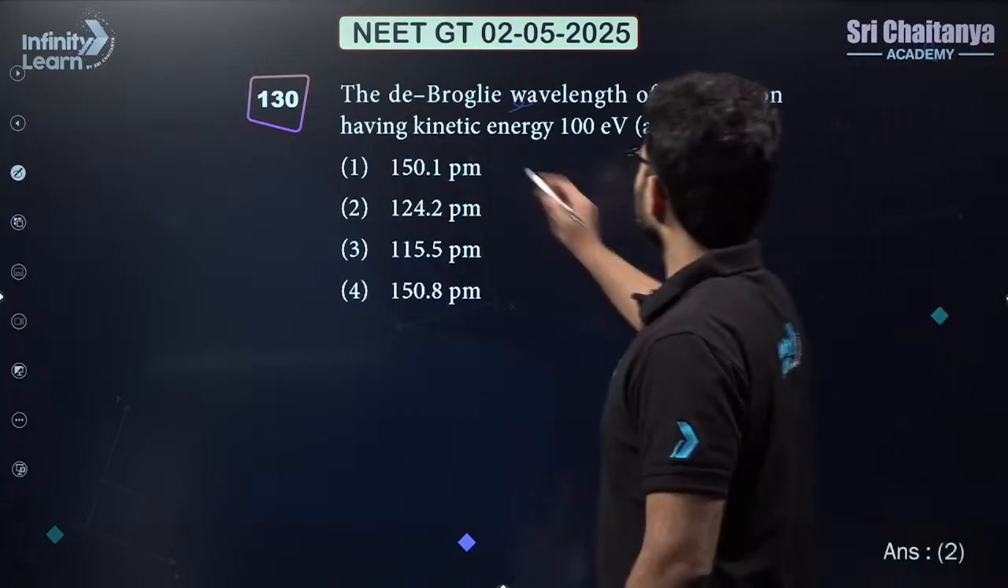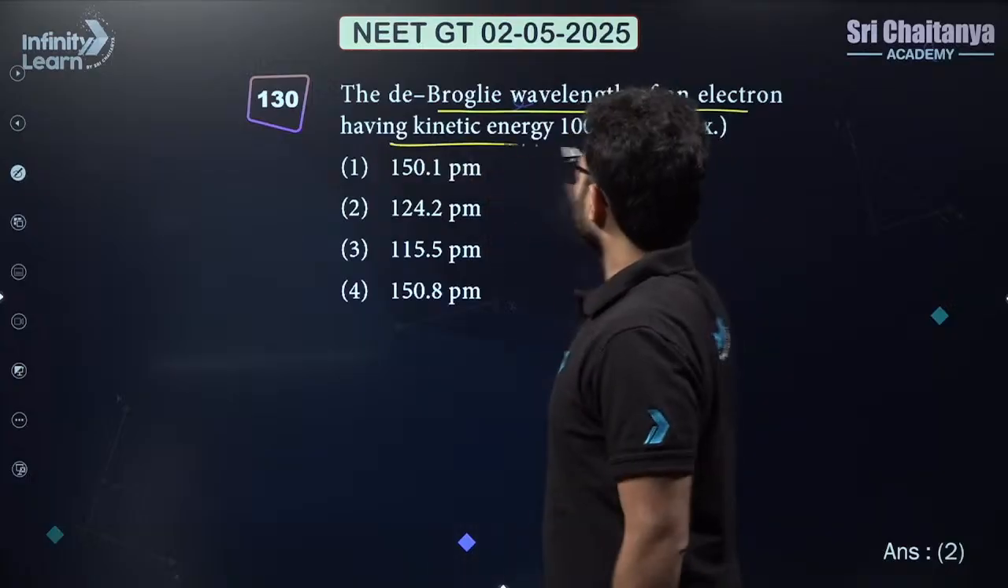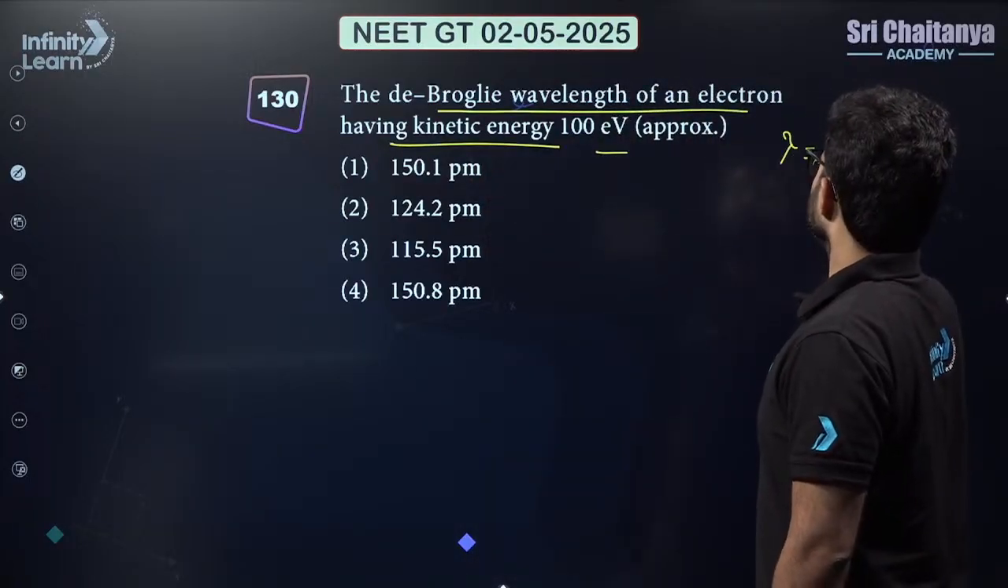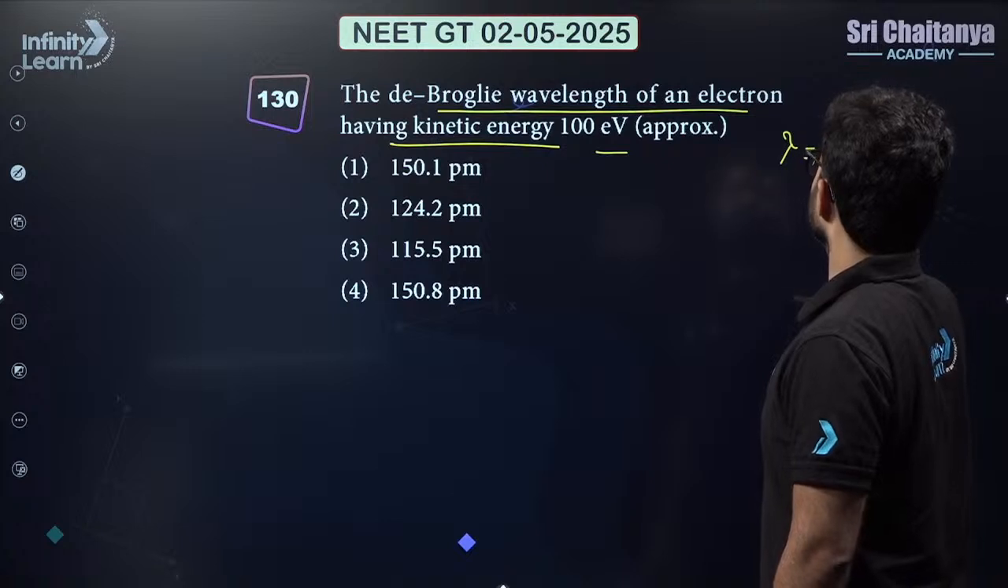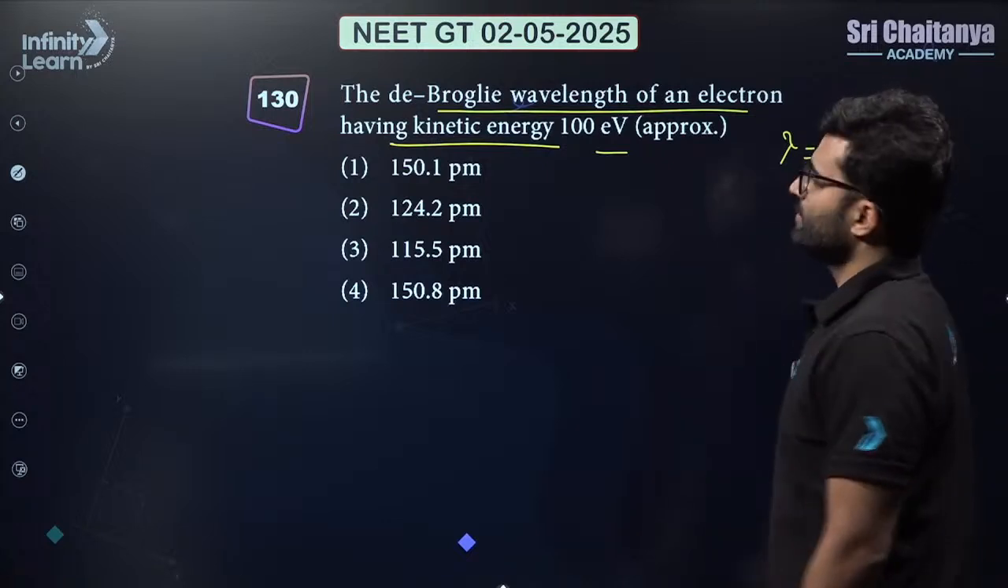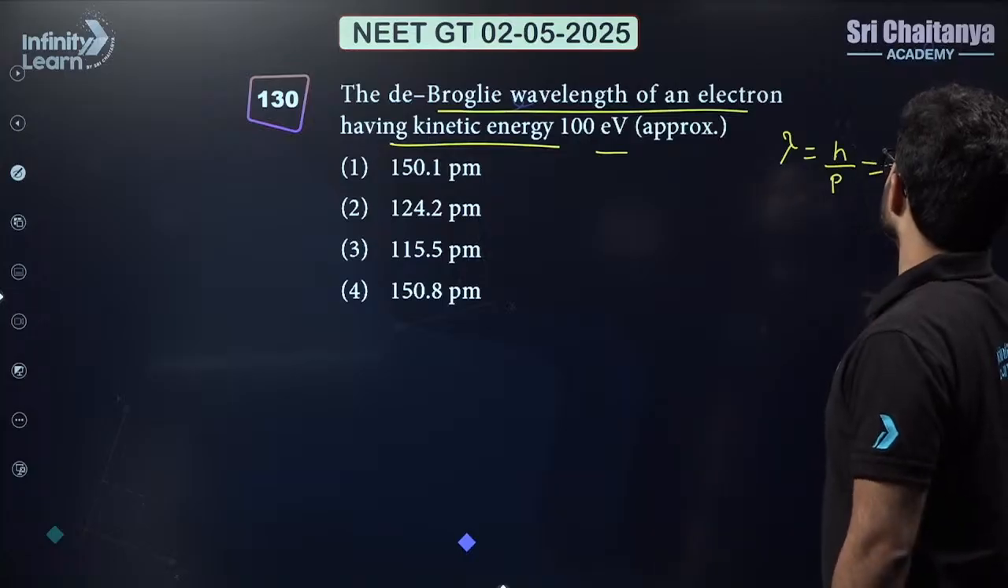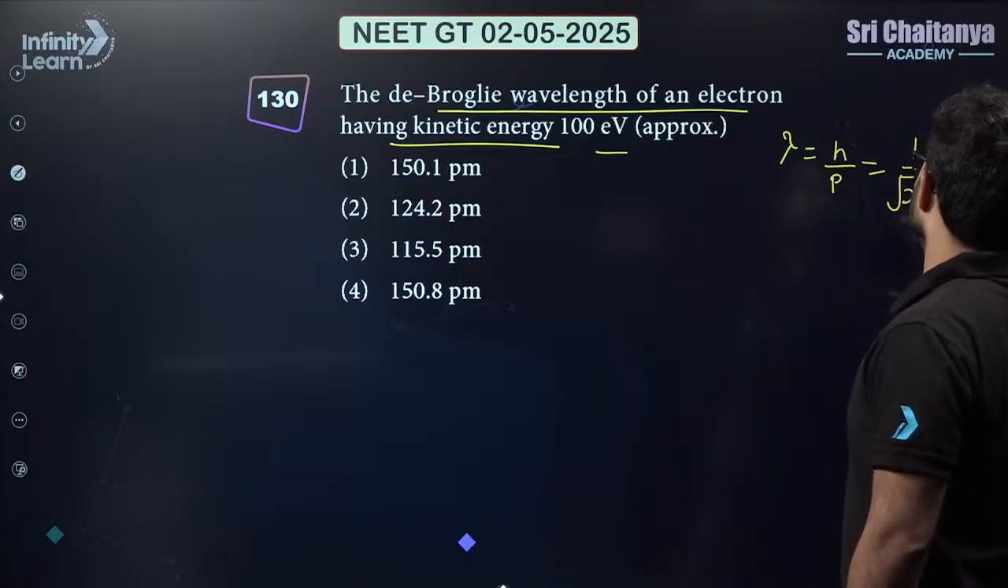The de Broglie wavelength of an electron having kinetic energy 100 electron volt is. So we have to calculate lambda. What is de Broglie wavelength? De Broglie wavelength is h by p. P is basically the momentum, right? And momentum you can write in terms of kinetic energy. That is root over 2m into kinetic energy, right?